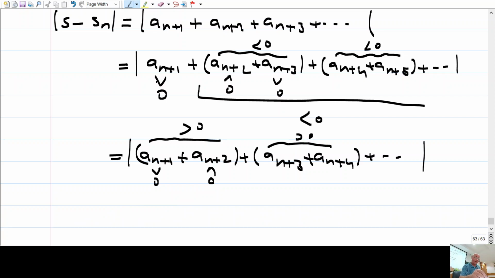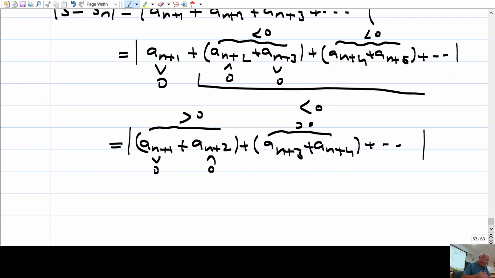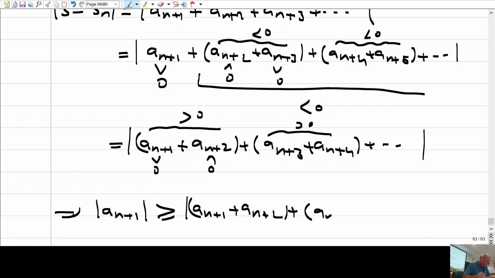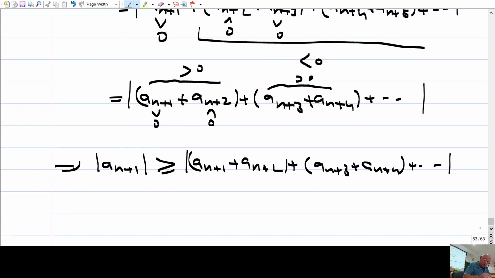So we have exactly that situation. A plus this expression is positive, A is positive, but this expression is negative. This implies that an plus 1 in absolute value is larger than this whole thing: an plus 1, an plus 2, an plus 3, an plus 4, and so on. So this is nothing but S minus Sn. Tamam mı?